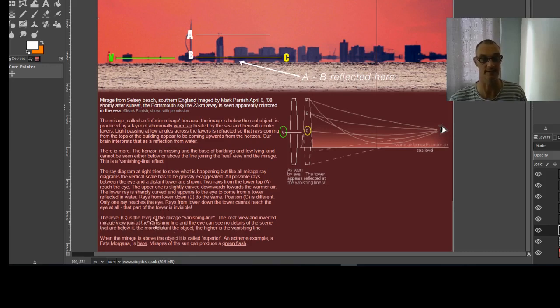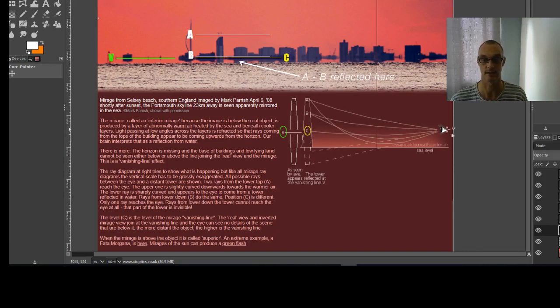Yeah. So the level C is the level of the mirage vanishing line. The real view and inverted mirage view join at the vanishing line, and the eye can see no details of the scene that are below it. The more distant the object, the higher is the vanishing line.